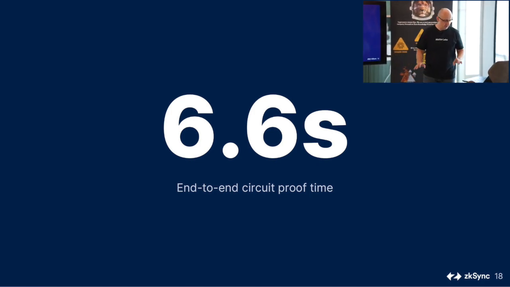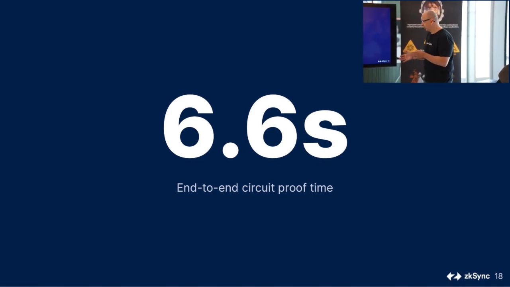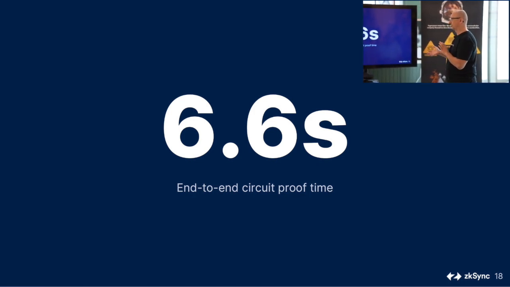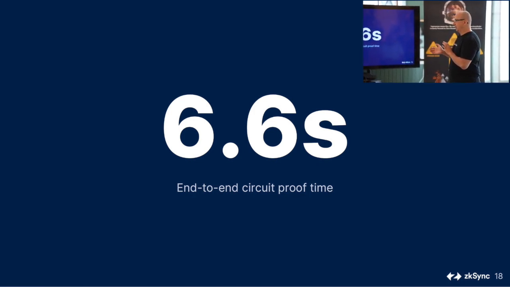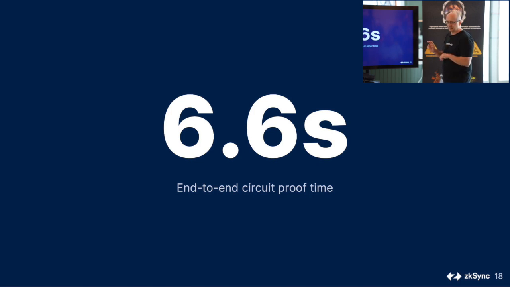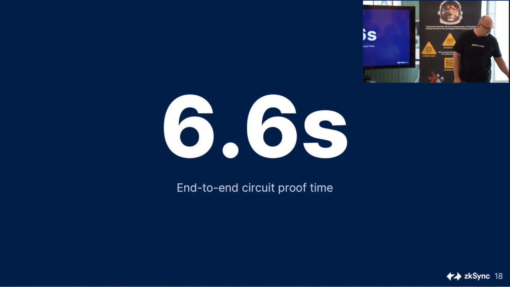So 6.6 seconds. Another data point is our current proof system. A single proof on an A100 takes something like 18 seconds, but it's not the same circuits, so you can't directly compare. In the new proof system, we need roughly 3 times as many circuits as in the old proof system. So, just to put things into perspective.